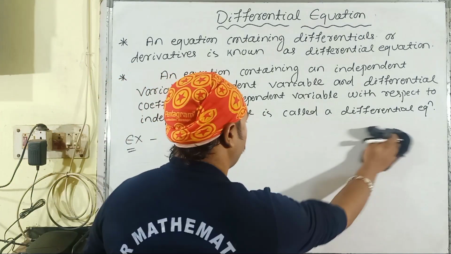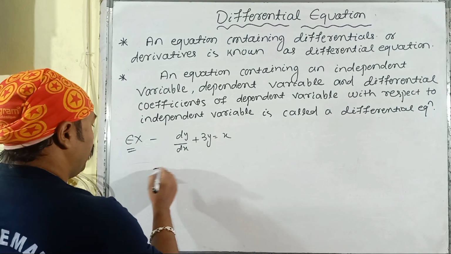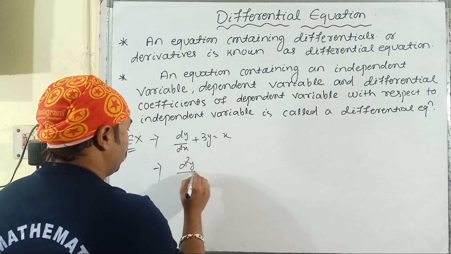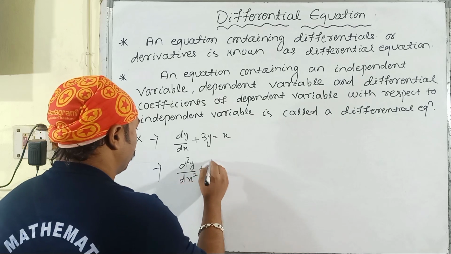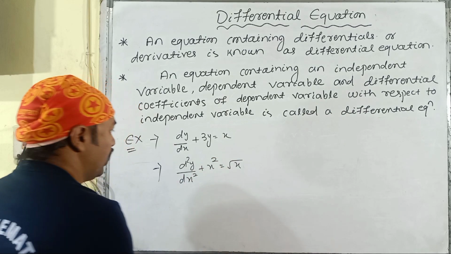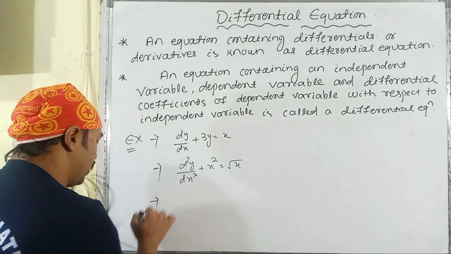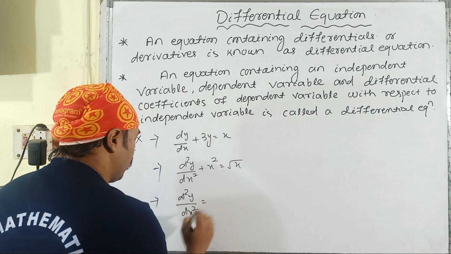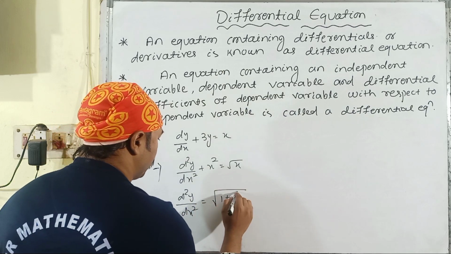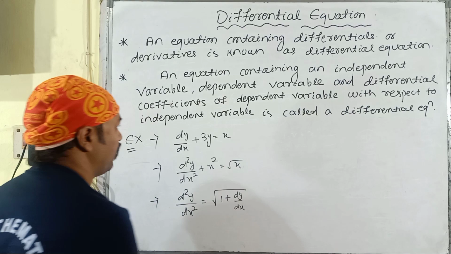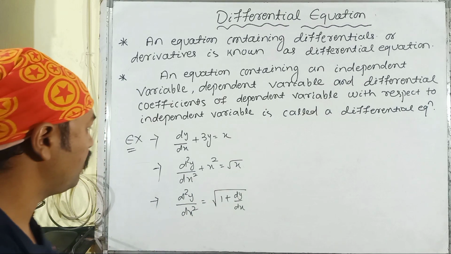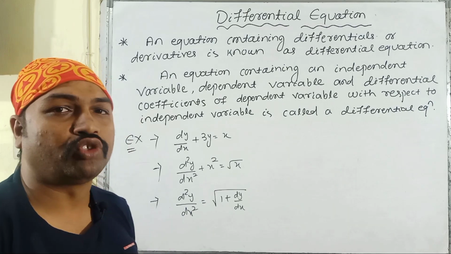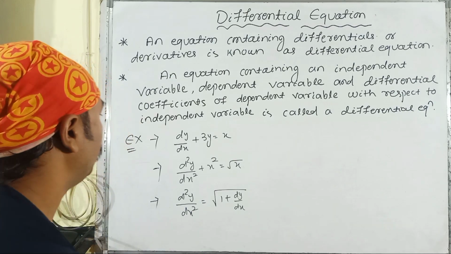We can consider some more examples of differential equations. You can consider d square y upon dx square plus x square is equal to root x. It is a differential equation. Then you can also consider d square y upon dx square is equal to square root of 1 plus dy upon dx. It is also a differential equation, and these are some of the differential equations. Then you have to go through the different types of differential equations.